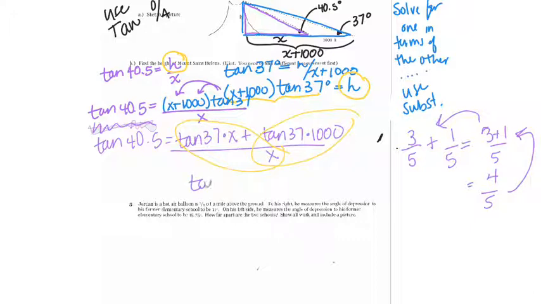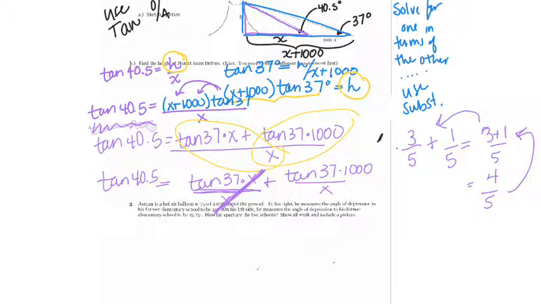So I've got the tangent of 37 times x over x plus the tangent of 37 times 1000 all over x equals the tangent of 40.5. Okay, so I did this for a specific reason, not just because I wanted to confuse you. Once I have it split up, I can cross off these x's because I have an x divided by x. And so now I only really have one variable left, which is kind of nice for me because I know that I can solve this now.